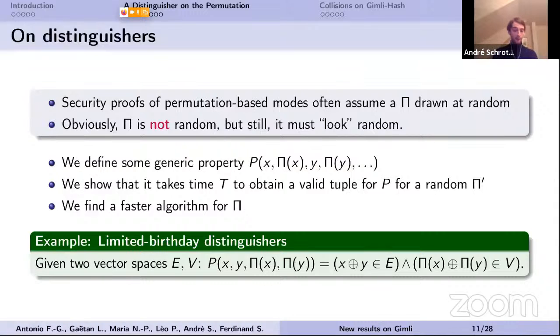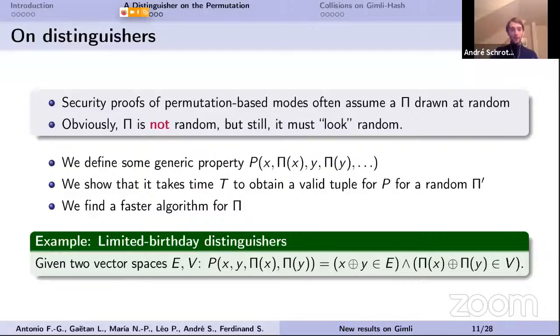A very well-known example of that is limited-birthday distinguishers, where you take a vector space for the inputs and a vector space for the outputs, and you're looking for a pair of input-outputs with a sum in the input vector space and a sum of images in the output vector space. And in these distinguishers, we use various techniques that are borrowed either from block cipher cryptanalysis or hash function cryptanalysis.